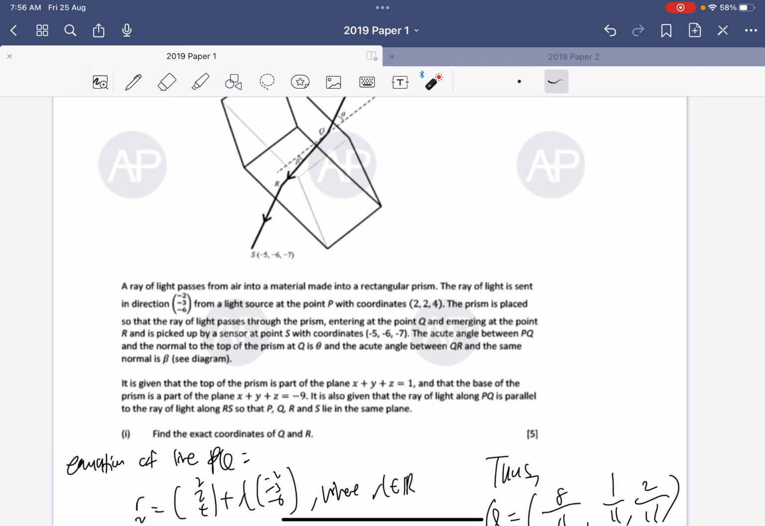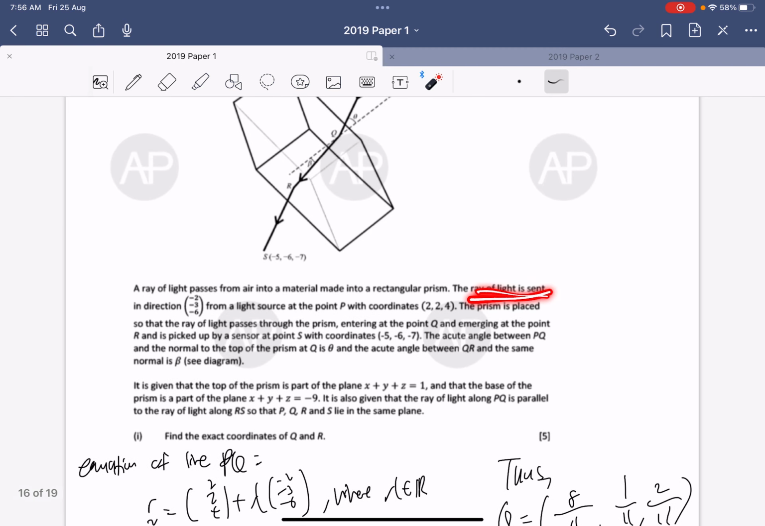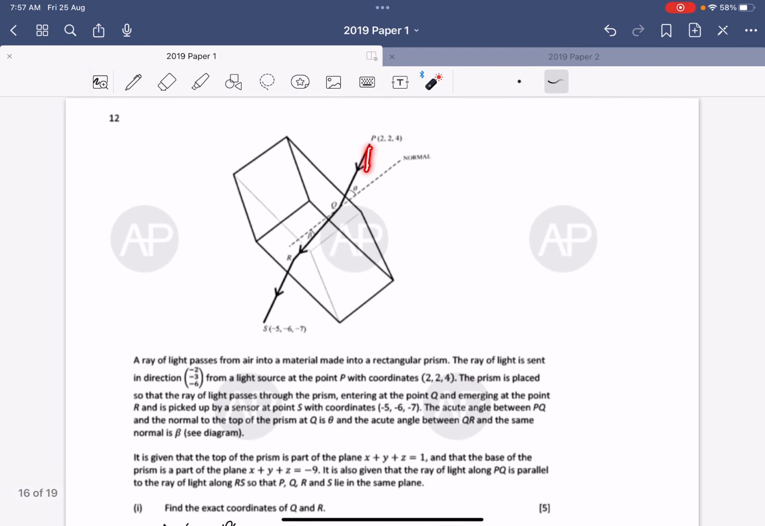So you read the question carefully. A ray of light is sent, so you just imagine it. It is sent in a direction of -2, -3, -6 from P, which is 2, 4. So you go here, hit the surface, refract into the inside of the prism, and refract out again.